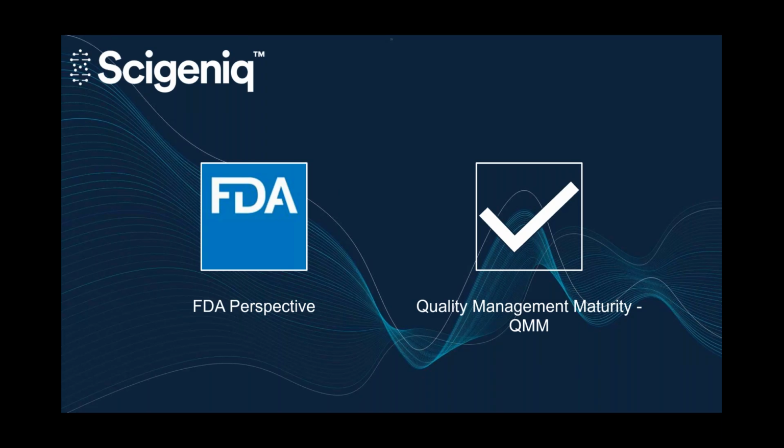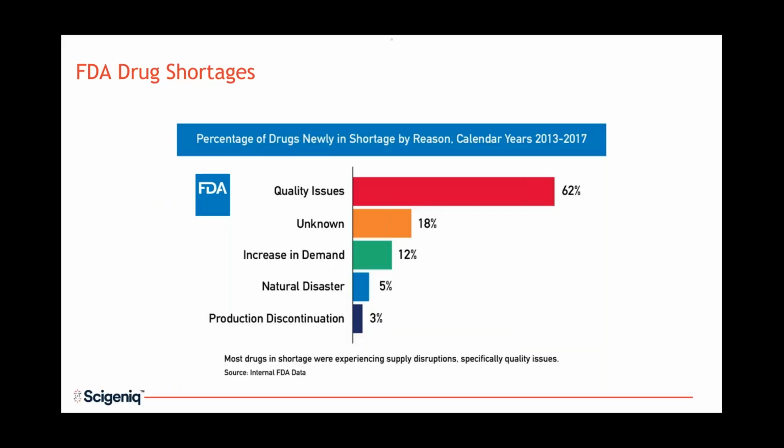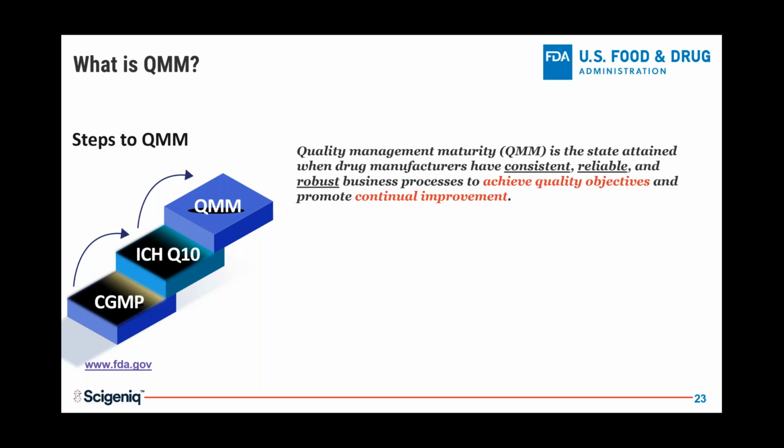So the FDA is now introducing this QMM concept, which is quality management maturity, and that was driven mainly because the FDA found out that most drug shortages come from quality issues. If you look at this slide from the FDA website, it says that 62% of drug shortages are coming from quality issues. And for that they have developed this concept of QMM.